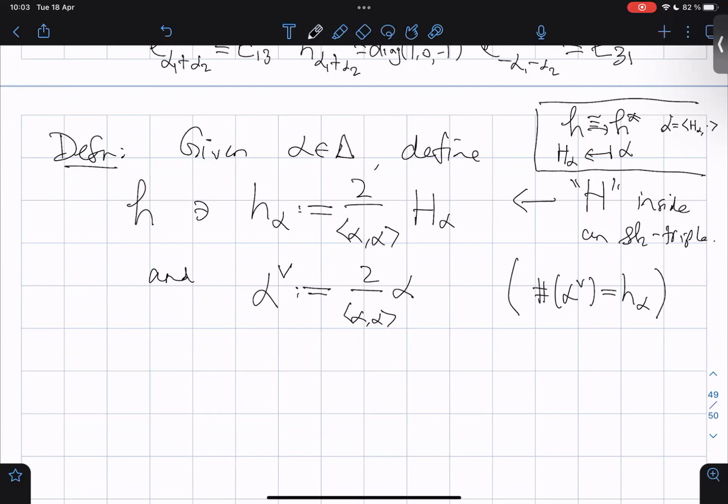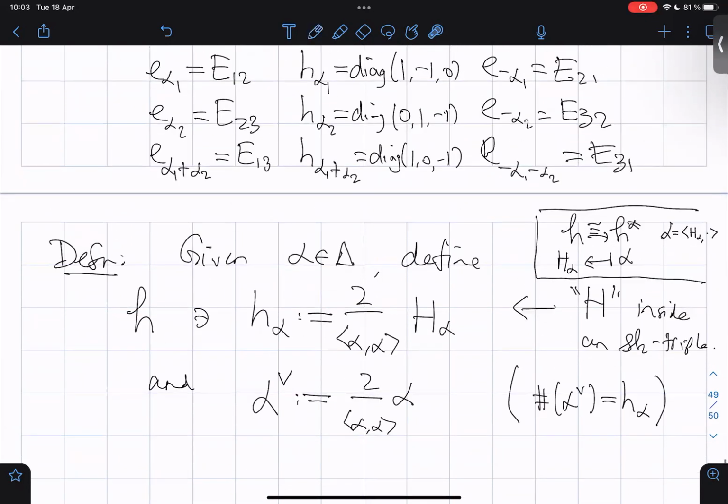To the power, alpha to the power V. It's this check thing. Yeah, check. Okay, so if you do that for these alpha 1, alpha 2, and alpha 1 plus alpha 2, you will get these little h's over here.